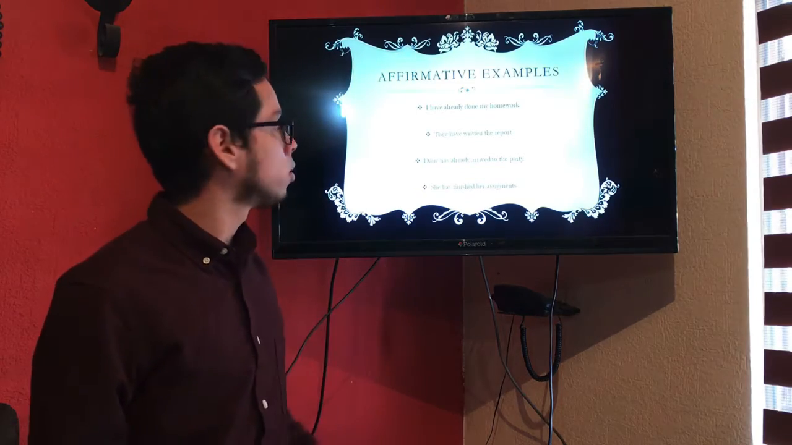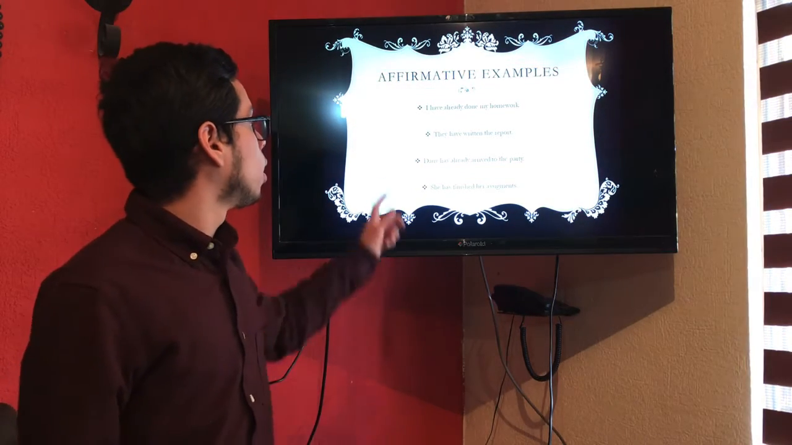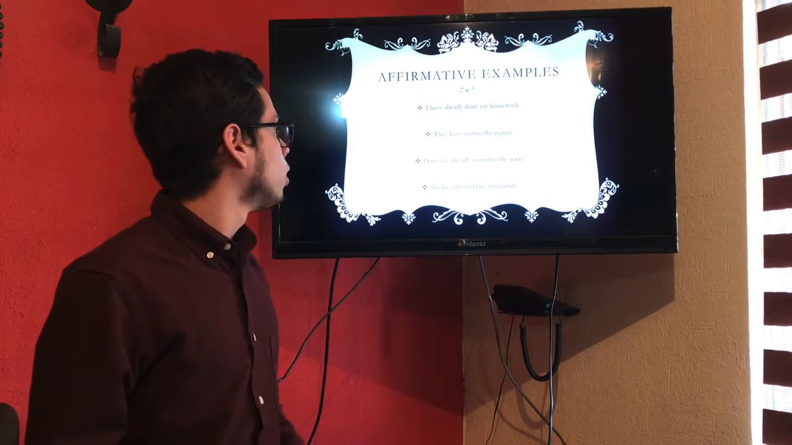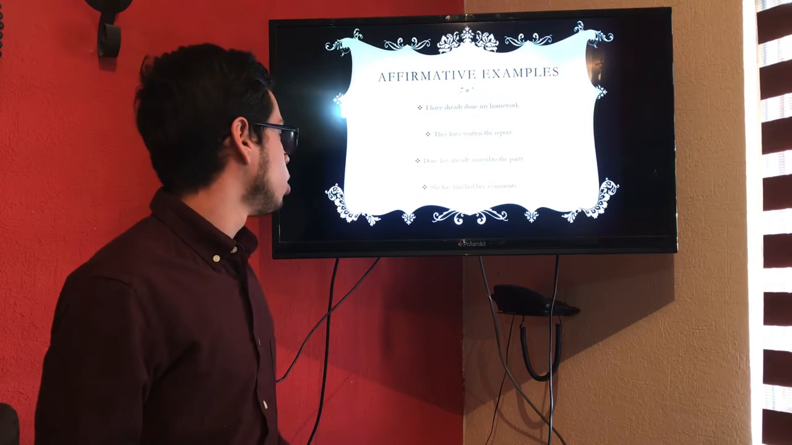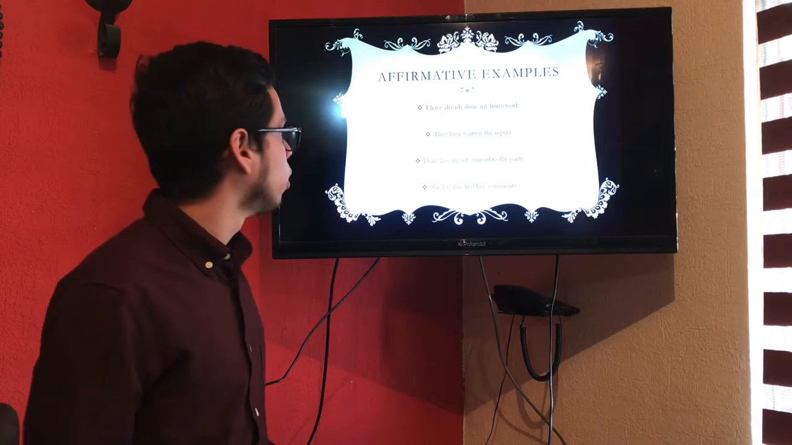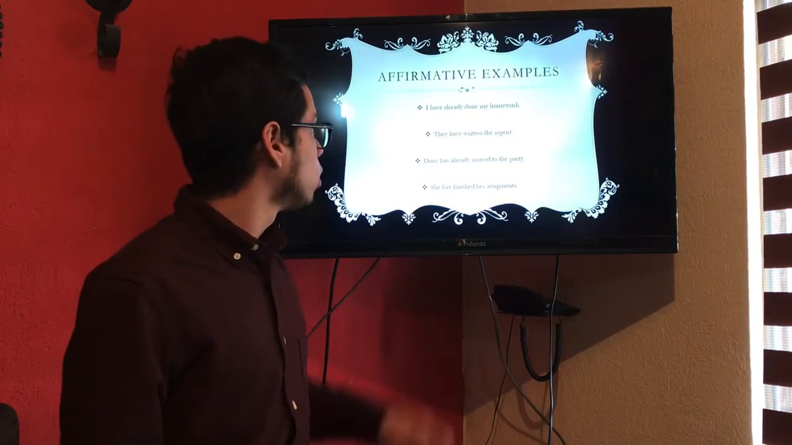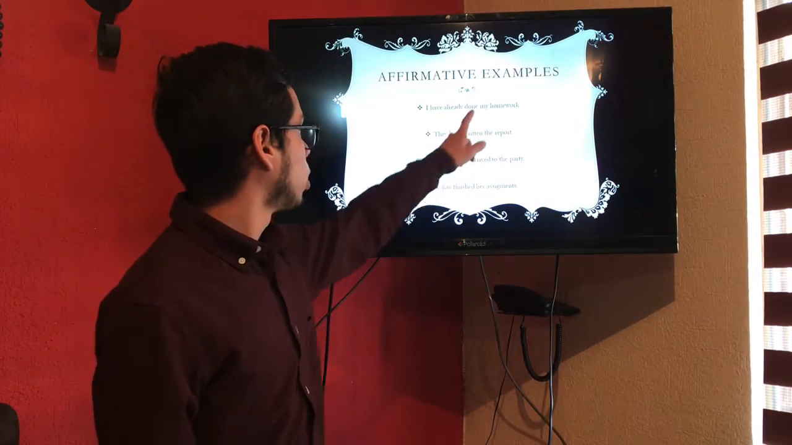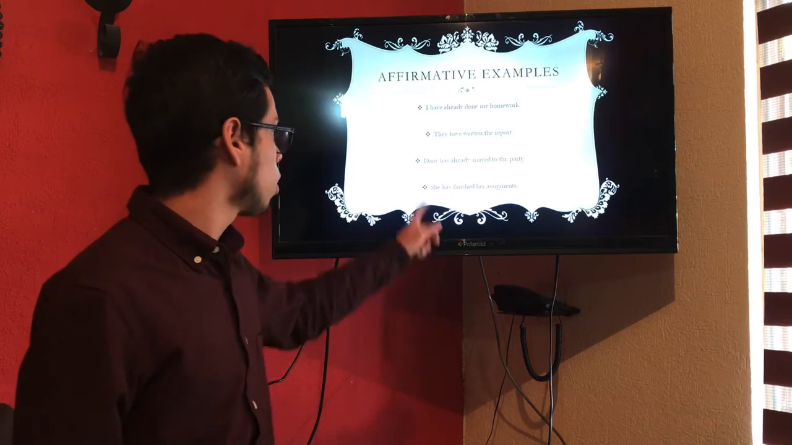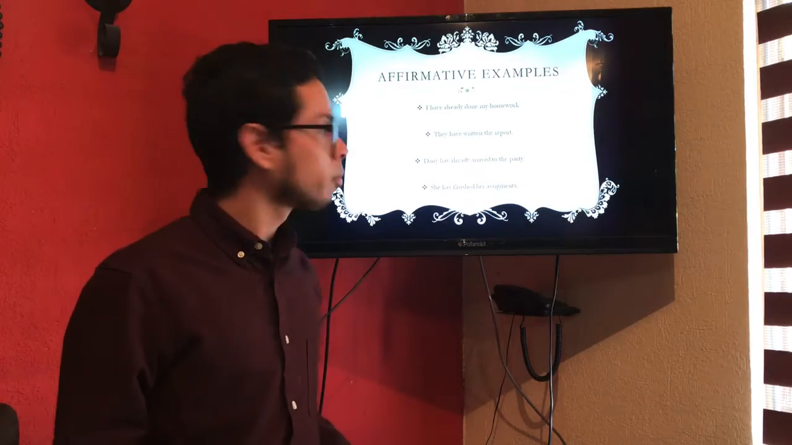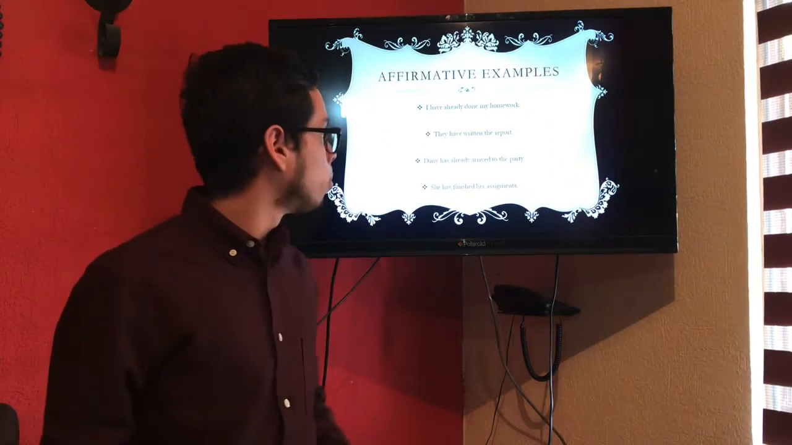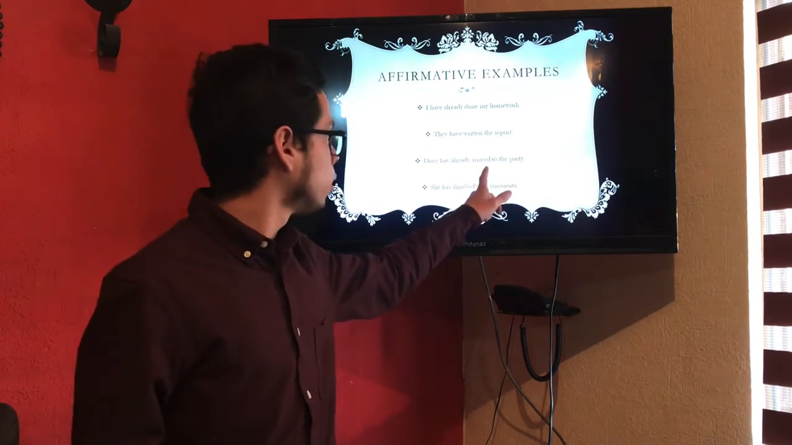For the affirmative examples, we have: I have already done my homework, they have written the report, Danny has already arrived to a party, she has finished her assignments. Okay, in the first two we can see irregular verbs, done and written. In the other ones we can see regular verbs, arrived and finished. How do we know? Because of the ed ending.